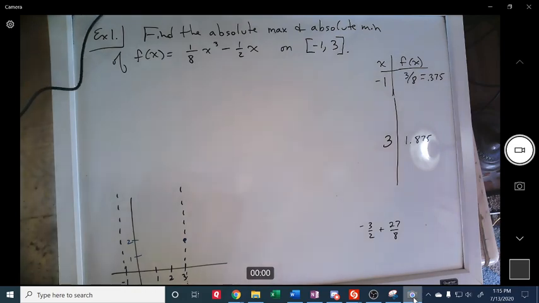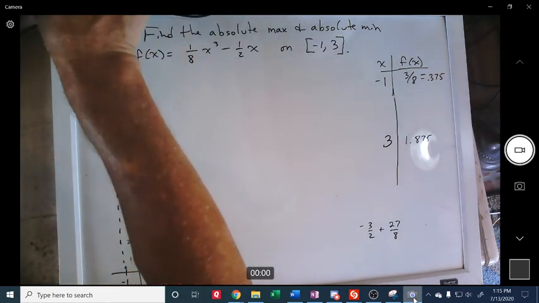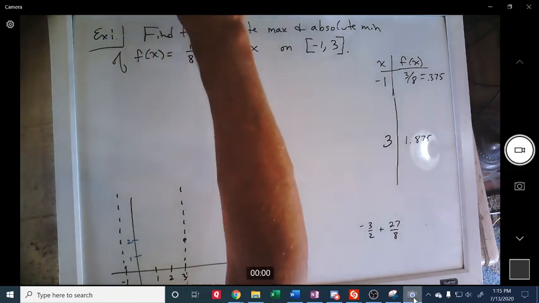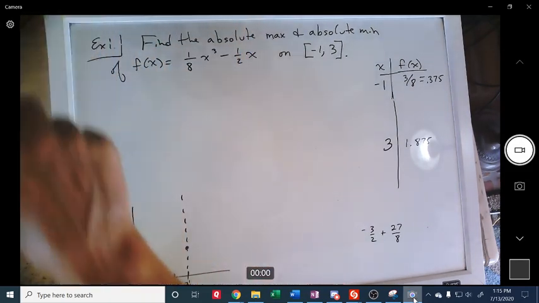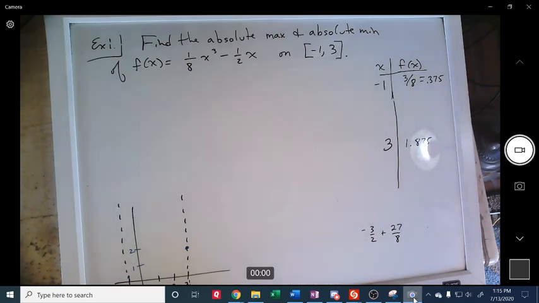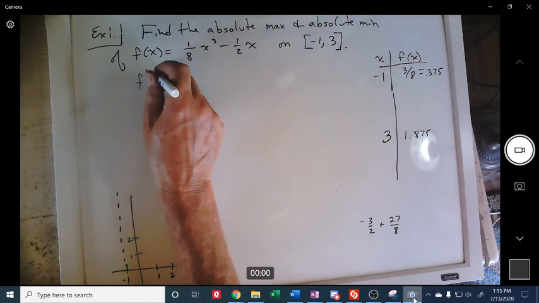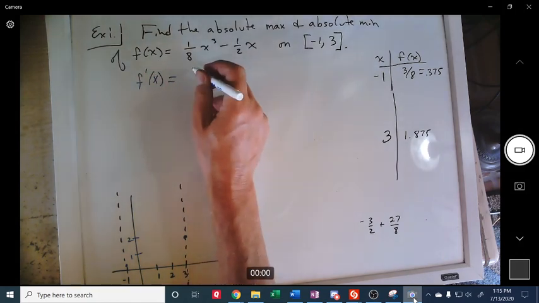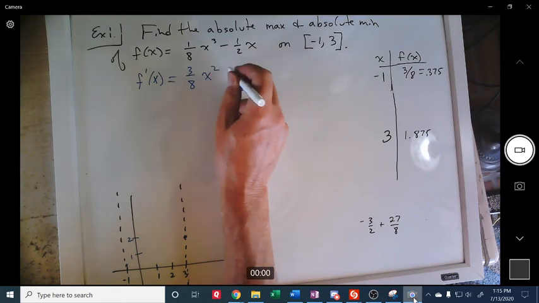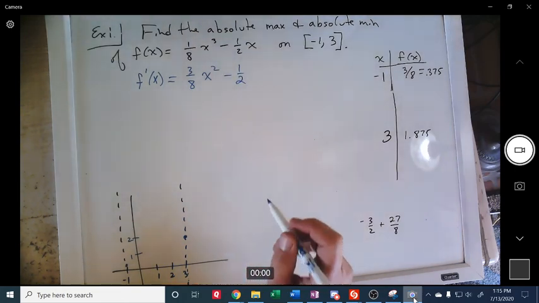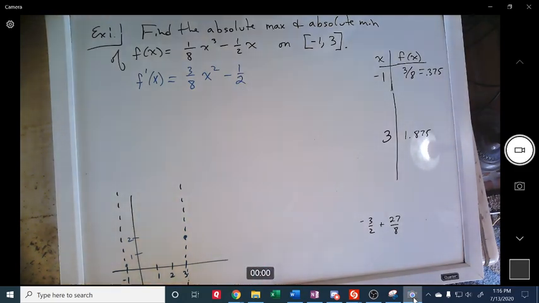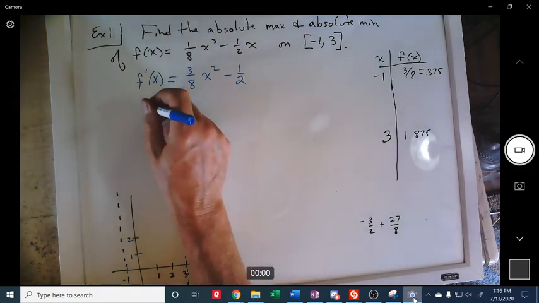But let's suppose you weren't allowed to use either one of those. Let's say you can't use a graphing calculator and you want to use some calculus method. By derivative, then? Pardon? By finding the zeros of the derivative then? Now, so you'd take the derivative to start with, and it would be 3/8 x squared minus 1/2. And then you said find the zeros of the derivative? Yes. Set it equal to 0.